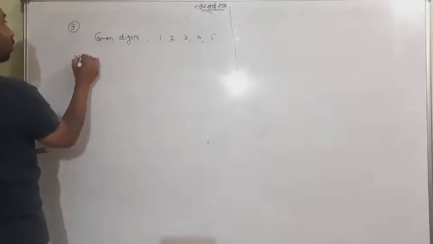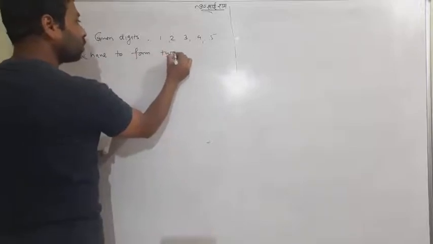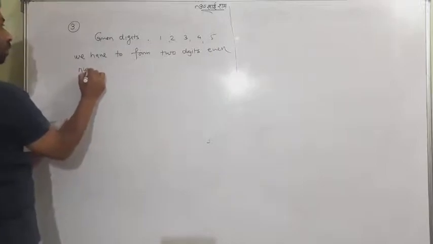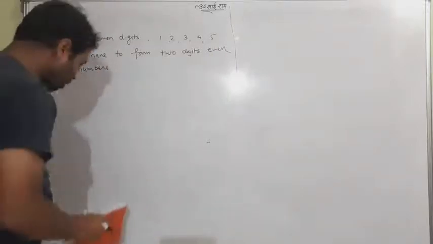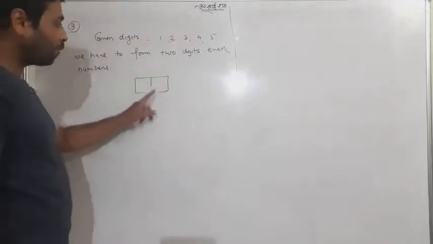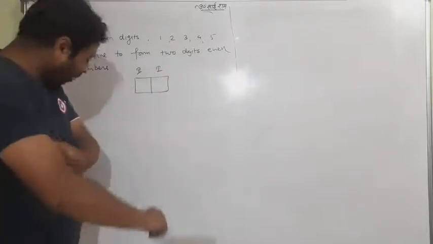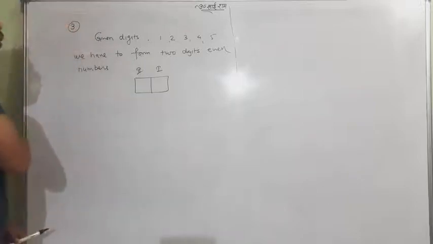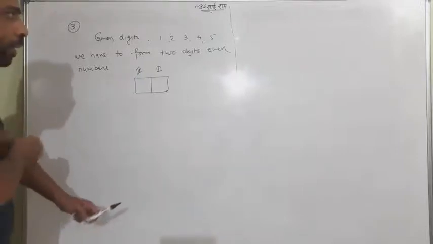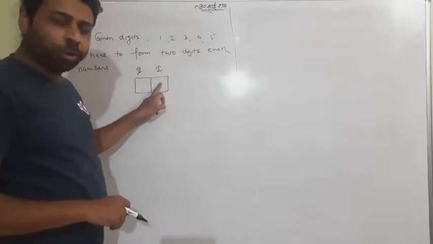And we have to form 2-digit even numbers. What do you think? Okay, it's very simple. For a 2-digit even number, this is my ones place and this is my tens place. So one should be very assured about all that. What do you think about the even number? One should know that an even number is one where 2 or 4 may come in the unit place.